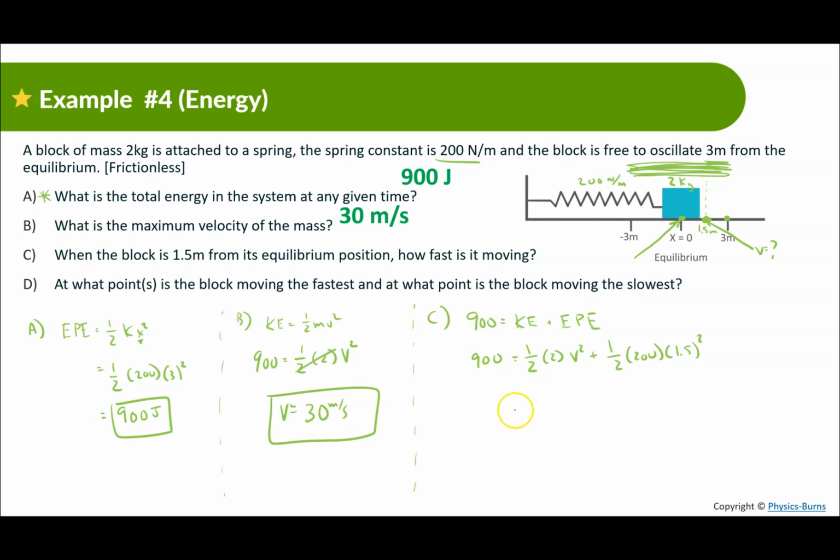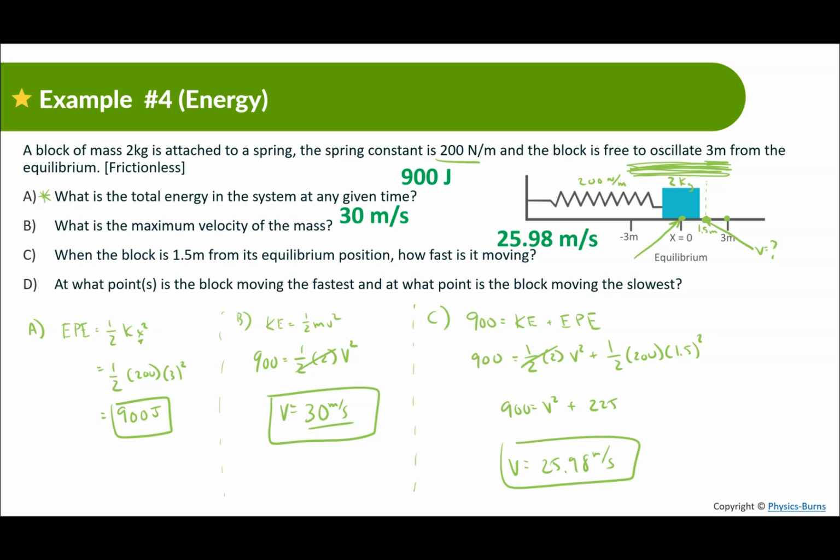Alright, so let me try to simplify this as much as possible. 900 is equal to V squared, these cancel out, plus 1.5 squared times 100, which is 225. So I'm going to do 900 minus 225 and find the square root of that, and I get the velocity is equal to 25.98 meters per second. Okay? And we should know that it should be slower than the fastest speed, which is 30 meters per second. So, looks good.